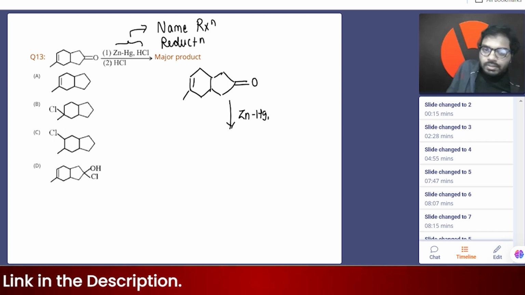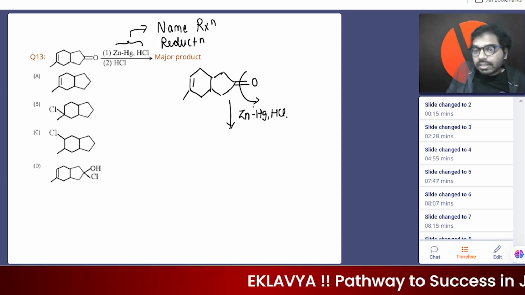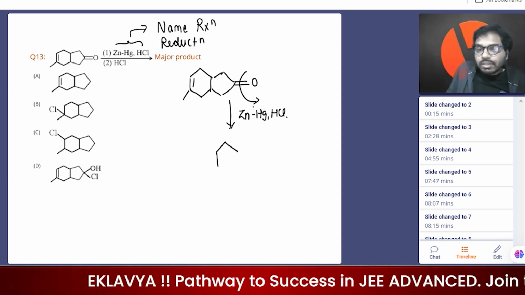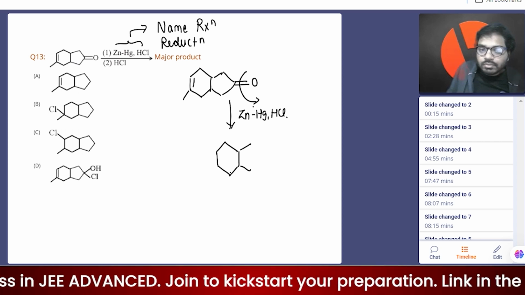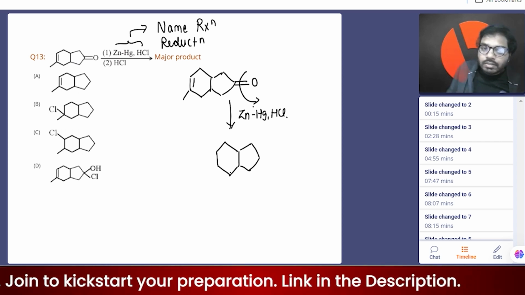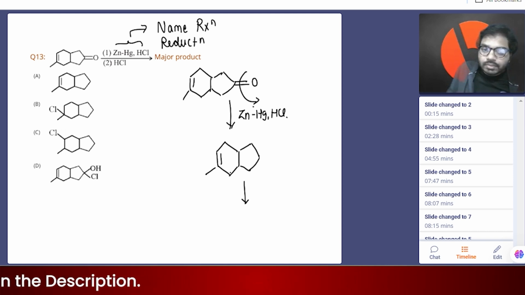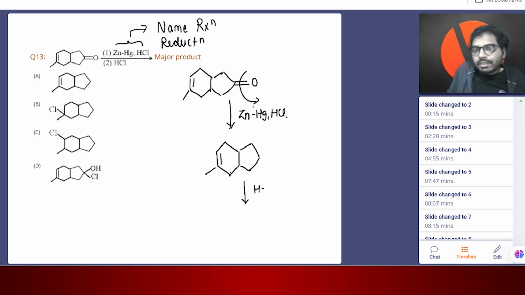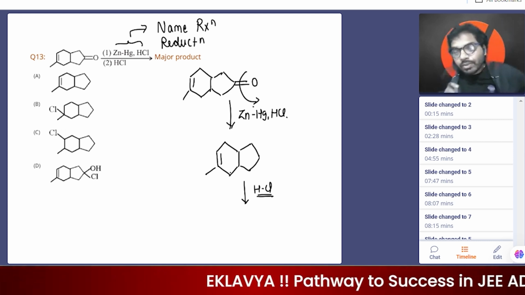Then what will happen? This Zn-Hg, zinc amalgam, in the presence of acidic medium, will react. The reduction occurs, and this O will be removed, and it will form the product like this. Then in the second step, we can see HCl is there. So this is the hydrohalogenation.